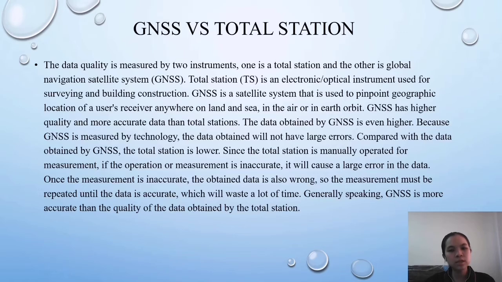Since the total station is manually operated for measurements, if the operation of measurement is inaccurate, it will cause a large error in the data. Once the measurement is inaccurate, the obtained data is also wrong, so the measurements must be repeated until the data is accurate, which will waste a lot of time. Generally speaking, GNSS is more accurate than the total station in the quality of the data obtained.